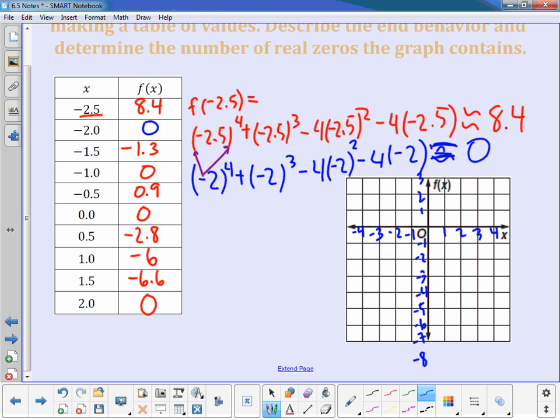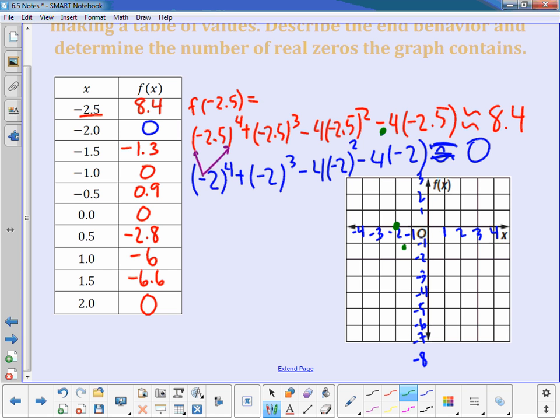All right, so let's take a look at these points if I put them on my coordinate plane. So -2.5 and 8.4 is going to be way up here off my graph somewhere. So I know that I've got a point way up off my graph. It's kind of hard to see, and that's okay. It can be off the graph for now. We're going to connect it later. -2 jumps down to 0. So there's a point that I have there. And then -1.5 is at -1.3, so I'm at a point right about there.